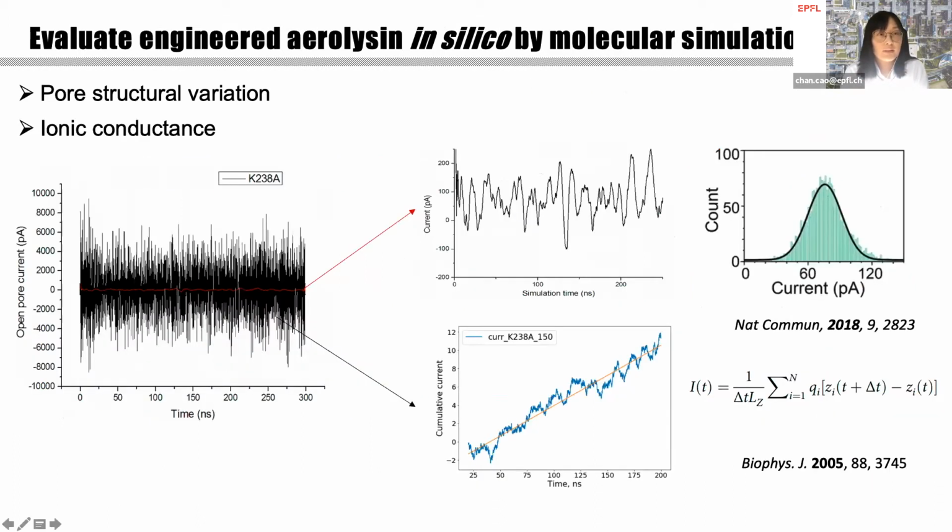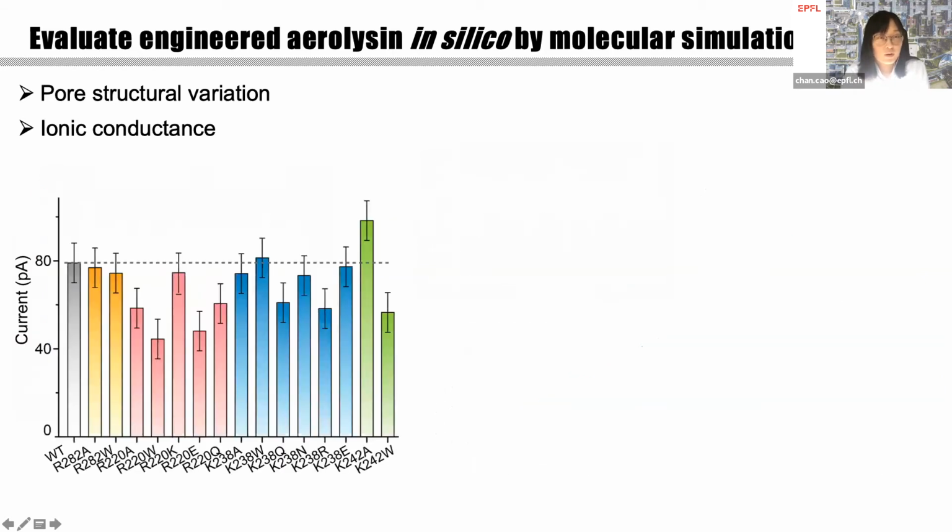And now we calculate the ionic current conductance, exactly as what we did with the experiment, open pore current, but of course on a short time scale, which is nanoseconds. And the noise is high, so we need to smooth it to see the current trace. You can see this is around 100 picoamps. You have different ways to compute this current. You can do a histogram or slope fitting of the accumulated current. Anyway, you will get the same number. We did it for all of the mutations we're interested in.